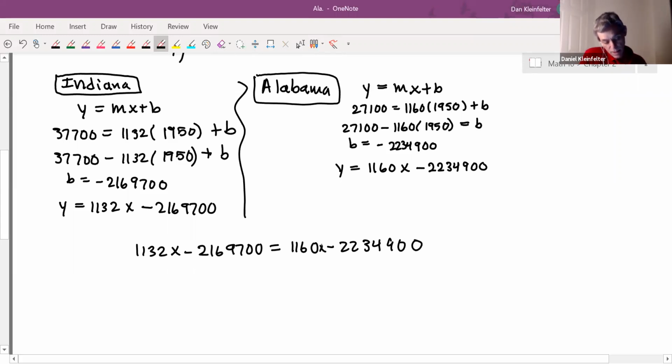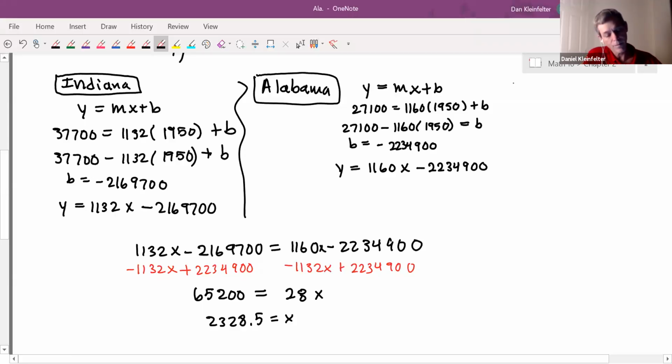So let me do that by subtracting the 1132x from both sides. And then we want to accumulate the constants on the left side. So let me add the 900 to both sides. Okay, so let's do that. All right, so going through the algebra there, I'm ending up with 2,328.